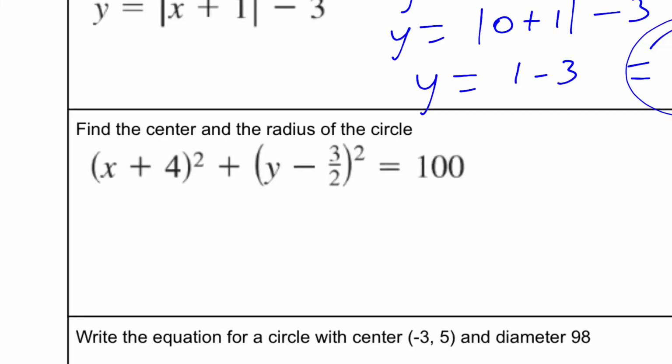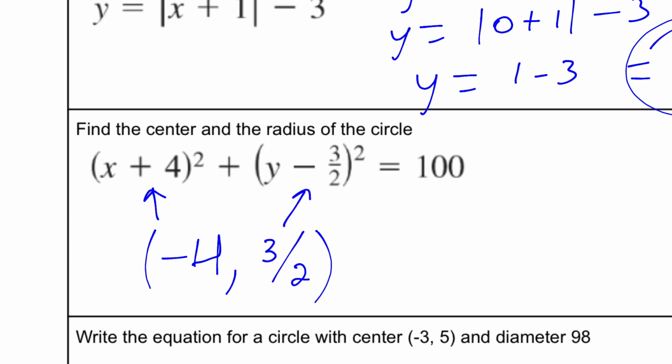If you remember the formula of the circle, what we do is we take this plus 4 that is right here, and the center, the x-coordinate, is going to be negative 4, the opposite. And we take this negative 3 halves here, and the center is going to be the opposite, a positive 3 halves. And since 100 is equal to r squared, if we take the square root of both sides, we find that 10 is equal to the radius.